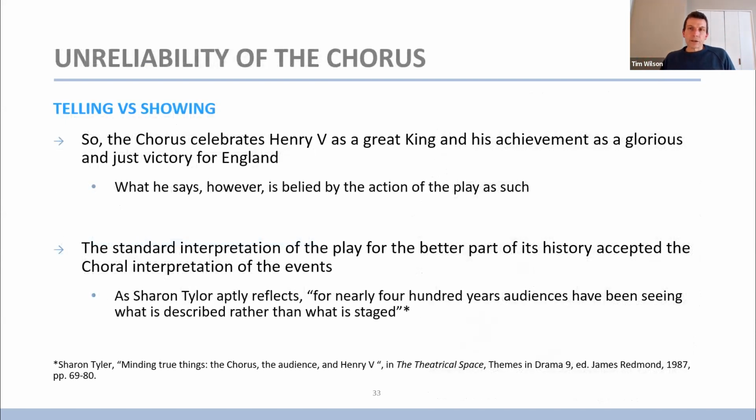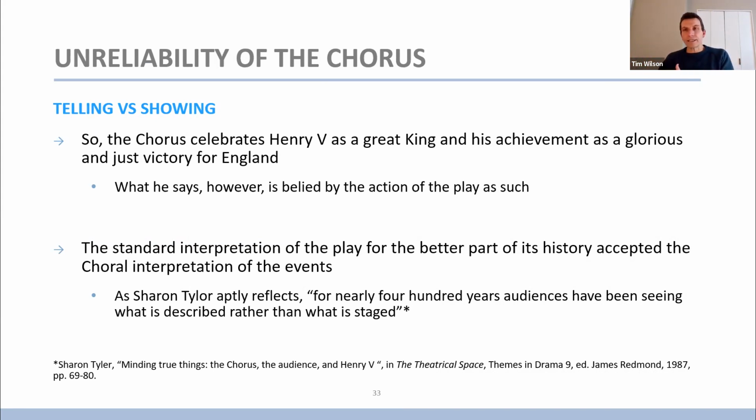So that's the chorus to Act 4. And again, we see the expectation that's set up there is belied by the actual action. So there's that question of the reliability of the chorus. The chorus is, as I said, one that wants to rouse us for the play, for the action, for Henry V. The chorus wants us to see the play as a rousing affirmation of triumphant English nationalism, of the greatness of the cause, of the greatness of Henry V.